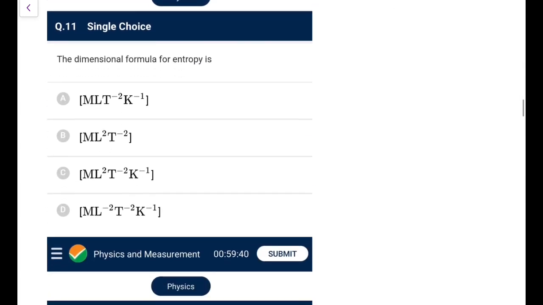Next one, the dimensional formula for entropy. Entropy, you know, is Q reversible by T, or Q by T. So energy upon temperature. Energy is ML2T minus 2, temperature is Kelvin, so ML2T minus 2 K minus 1. So option C, that's an easy one for you. You all remember this thing.